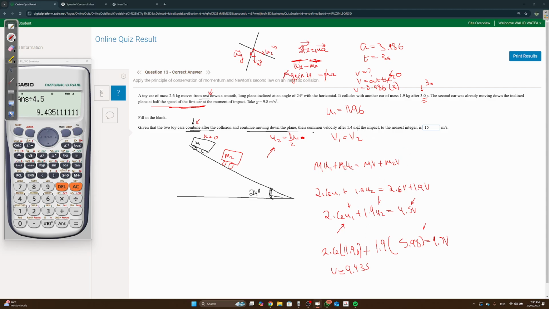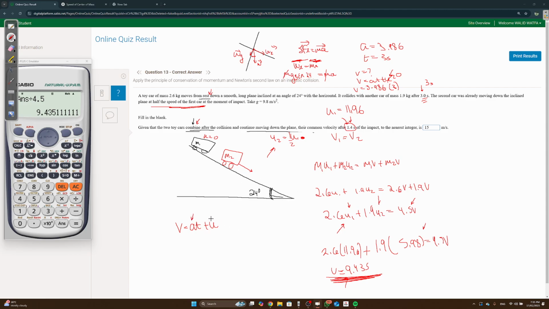Someone's gonna come tell me, Walid, it's 15 meters per second. Keep going. After 1.4 seconds, they collide. But you're still on the inclined plane, so you're still going to continue to accelerate. After 1.4 seconds, your velocity should be higher than at the moment of impact. This is at the moment of impact. They said after 1.4 seconds, so we're going to follow the same rule. V is equal to at plus u, and find the velocity after 1.4 seconds.